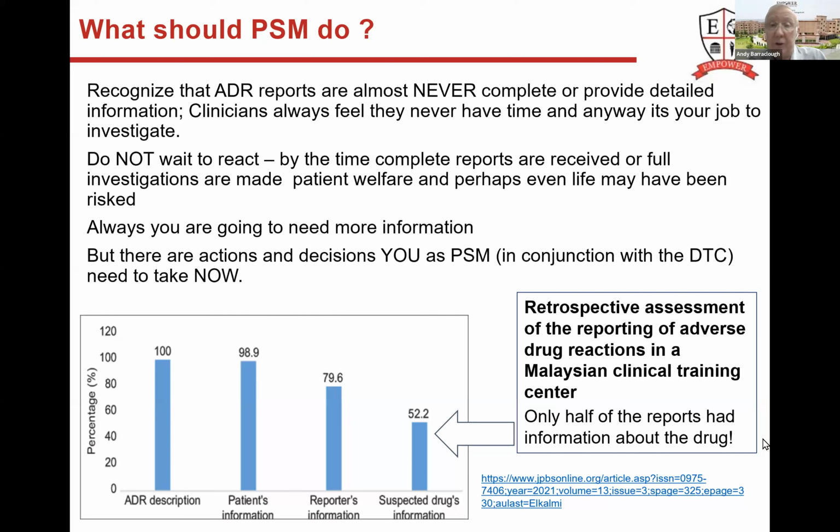The graph here just shows typical reports, ADR, suspect drugs information. Less than 50% of the reports had any information about the drug. So we don't have a good baseline to start from.